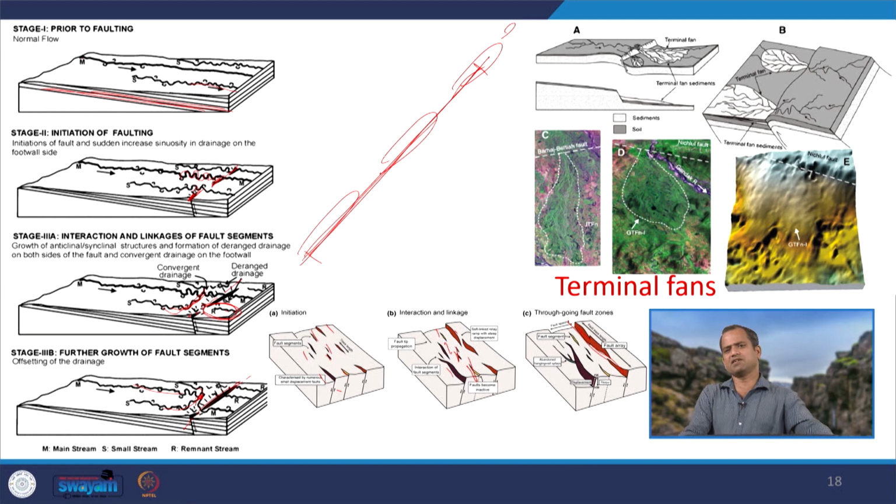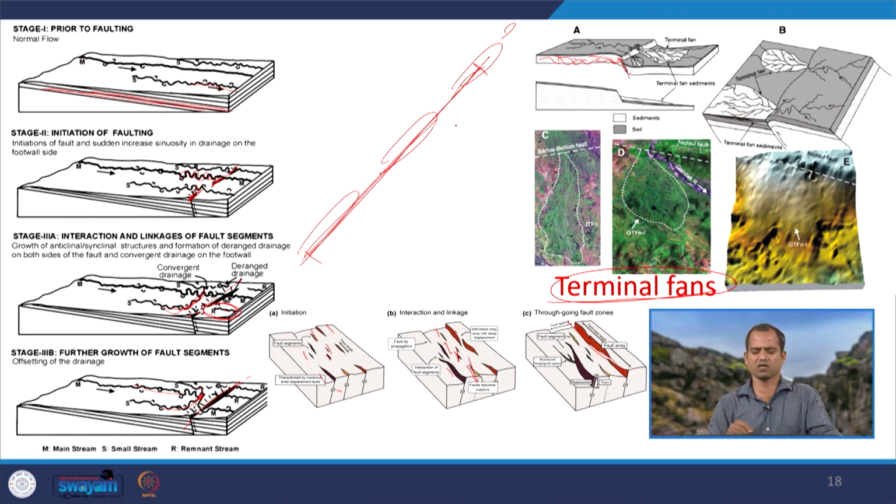And another very promising indicator of fault, particularly in the alluvial plain, is called the terminal fan. You have heard about the alluvial fan and the submarine fan, but the terminal fan is very little known to geologists, and it is a very promising indicator of fault. For example, I am talking about the alluvium or alluvial plains. We have unconsolidated material and we are creating a fault here.